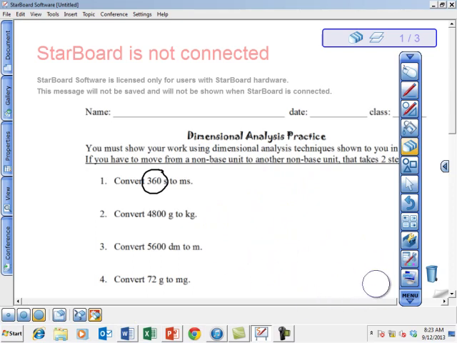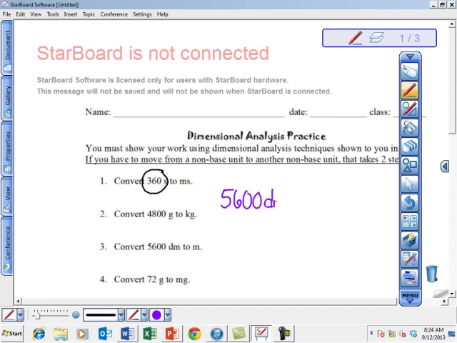All right, let's do number 3. You ready? Number 3, starting the game. Always start with whatever they gave you. So 5,600 dm. What do you think dm stands for? Decimeters. Good job. And we're going from decimeters to meters, right?